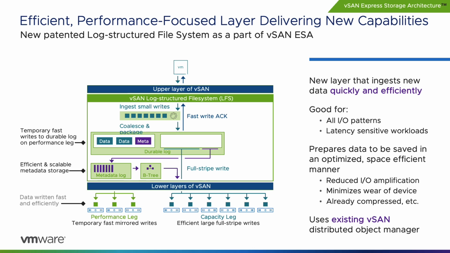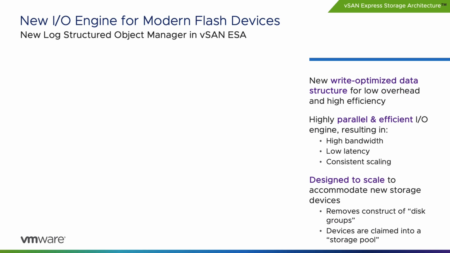The metadata will be sent to a metadata log for an additional period of time, which allows us to keep a large quantity of metadata readily available. But eventually, when the log fills up, it can be retained in an efficient B-tree structure and efficiently stored on the capacity leg of the object. The new vSAN LFS is one of the primary reasons how we're able to deliver RAID 6 level resilience and space efficiency at RAID 1 mirroring performance.